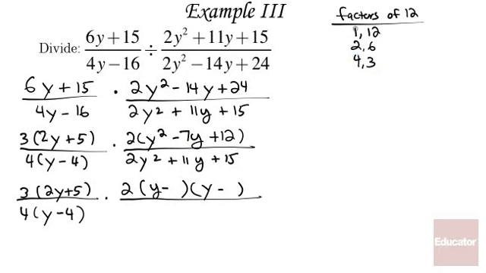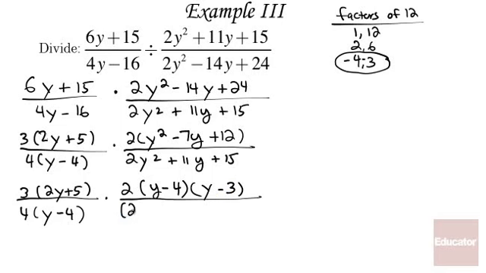Well, I can see that adding 1 and 12, or negative 1 and negative 12, is going to give me negative 13, so that's not correct. If I add negative 2 and negative 6, I'm going to get negative 8. If I add negative 4 and negative 3, they do add up to negative 7. So these are the correct factors. This factors out to y minus 4, y minus 3.